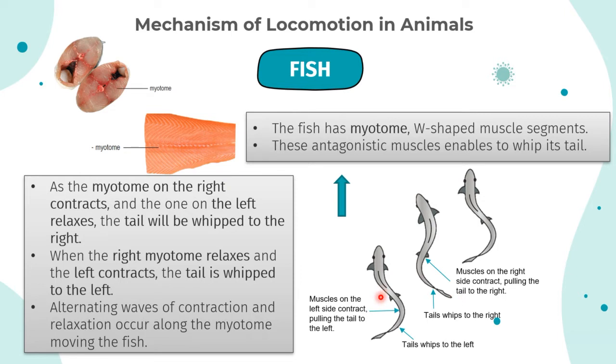Okay, and then next, what happened? The left myotome contracts and the right myotome relaxes. Because the left myotome contracts, it will pull the tail to the left. So it will cause an alternating wave of contraction and relaxation that will cause the tail to whip right, left, right, left, and then it will enable the fish to move forward.